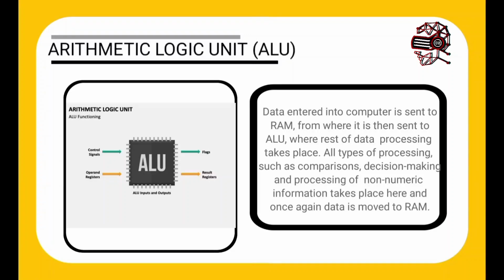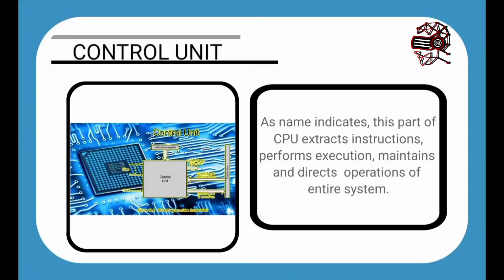Arithmetic Logic Unit, ALU. The ALU is a critical part of the CPU where various data processing tasks occur. This includes mathematical calculations, for example, addition and subtraction, logical operations, for example, comparisons and decision-making processes, and processing of non-numeric information. For instance, when you perform a search on the Internet, the ALU assists in processing search queries and determining relevant results.